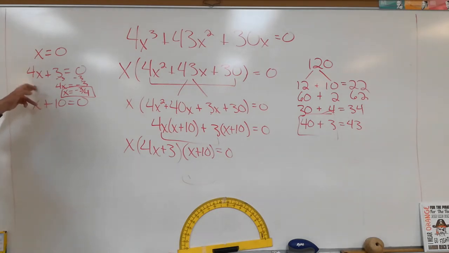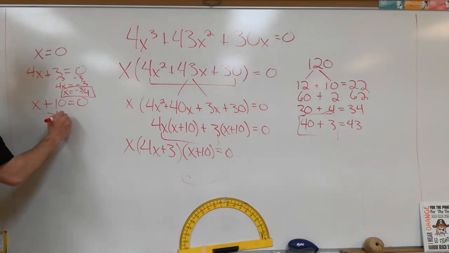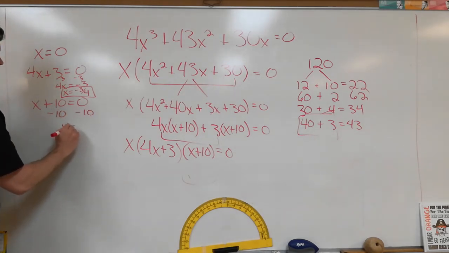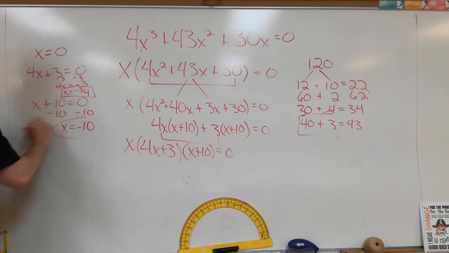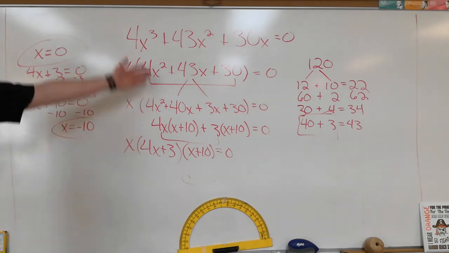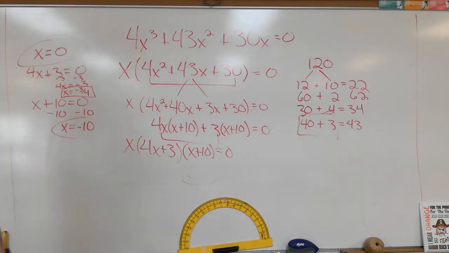Okay. I'm just solving basic algebra here. Don't overthink this part, it's really common too. Here, I'm going to subtract 10 from both sides. Basic algebra. Nothing to do there. So we have our three answers. We did it, guys. We factored something.